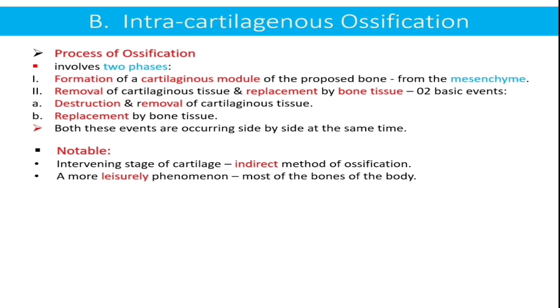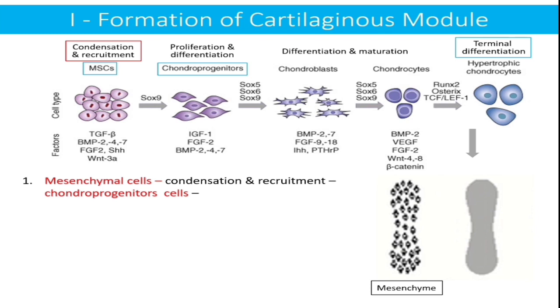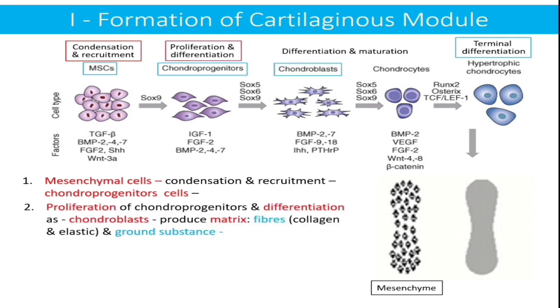And most of the bones of the body develop through this method of ossification. We start with the first phase of the intracartilaginous method of ossification, that is formation of a cartilaginous model. This process involves a series of events which start with the condensation and recruitment of mesenchymal cells as the chondroprogenitor cells.